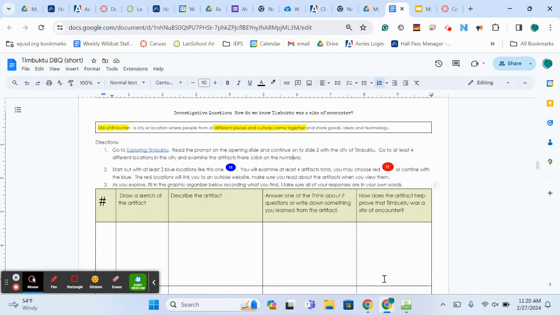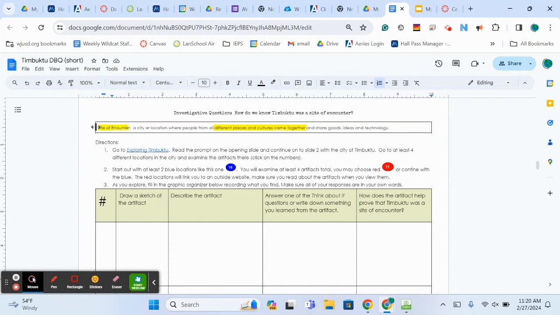So today I'm going to show you how to complete pages 4 and 5 of your Timbuktu packet. At the start, we've got the definition of what a site of encounter is, because our whole plan today is to figure out how we know Timbuktu was a site of encounter. So what is a site of encounter?